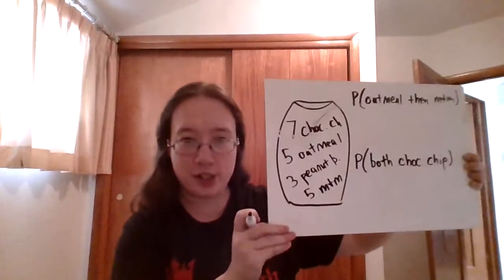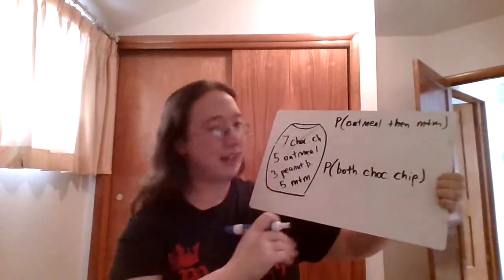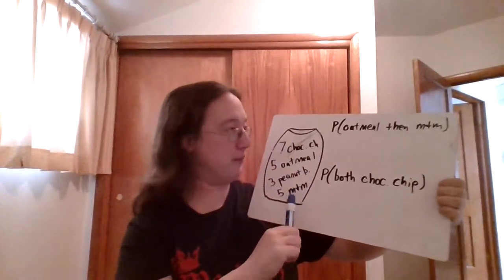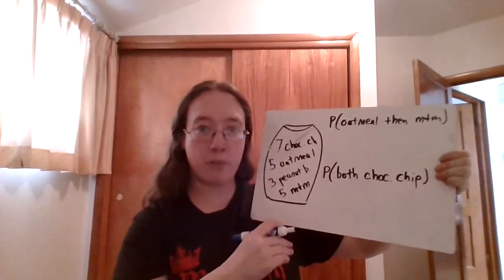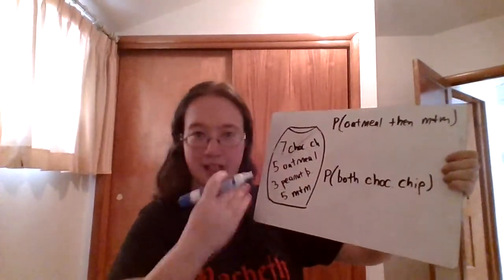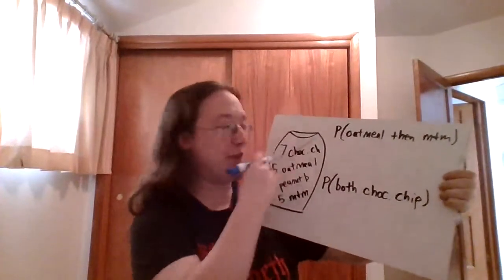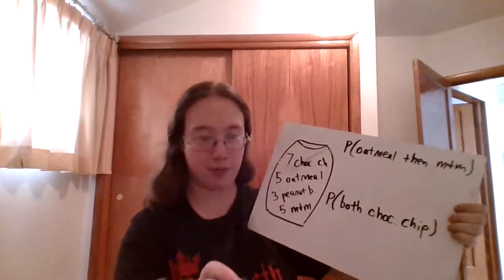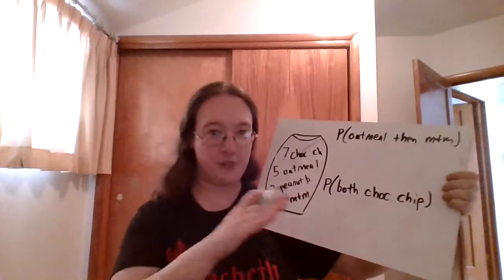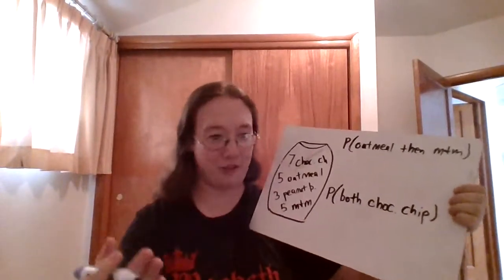Let's say we've got a cookie jar, and in our cookie jar we've got 7 chocolate chip cookies, 5 oatmeal, 3 peanut butter, and 5 M&M. I want to know the probability of getting an oatmeal and then an M&M. Assuming our cookies are mixed up and the 7 chocolate chips aren't right on top or anything, we have the same probability of getting each of these cookies. All the cookies are the same size.